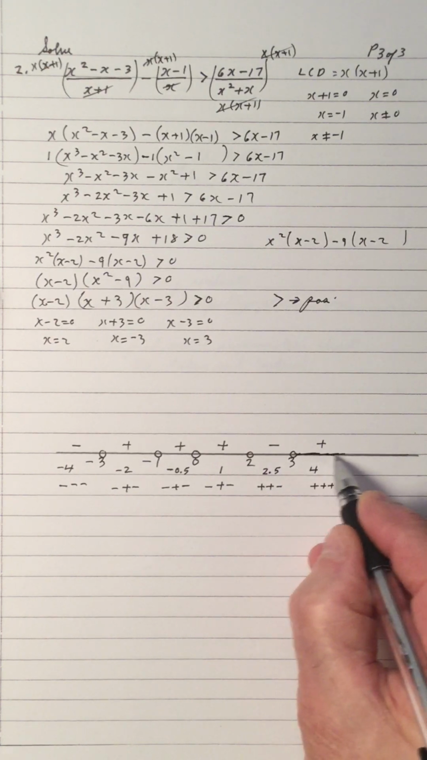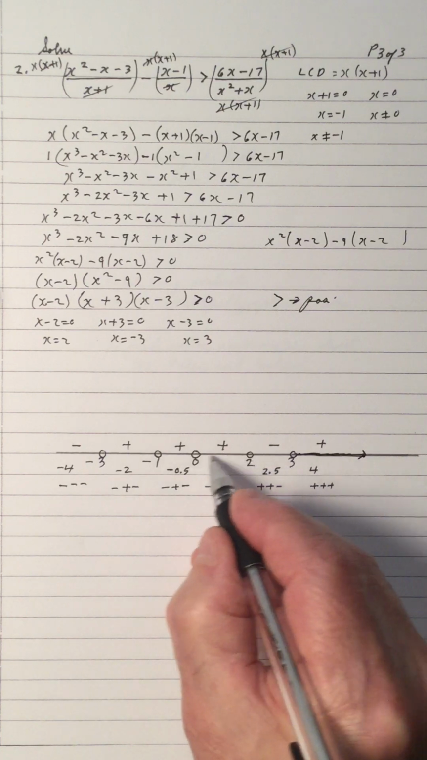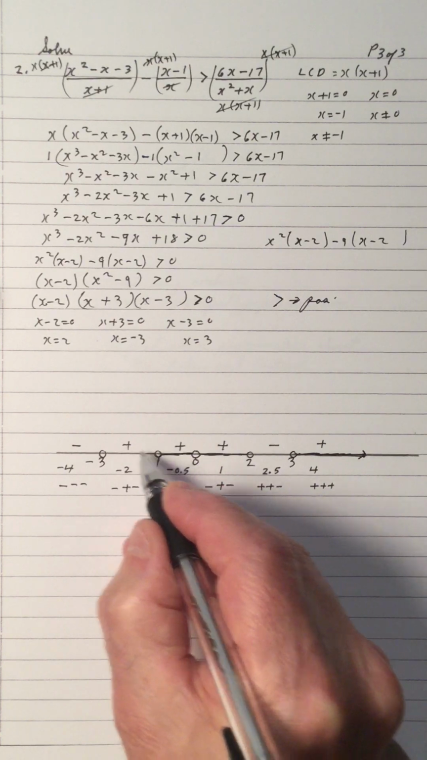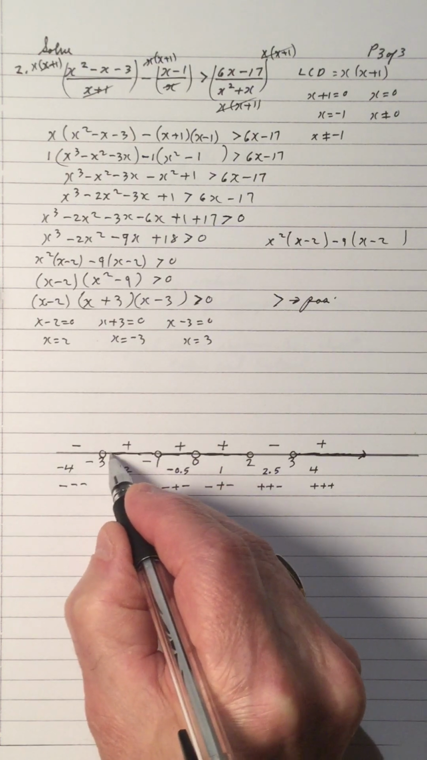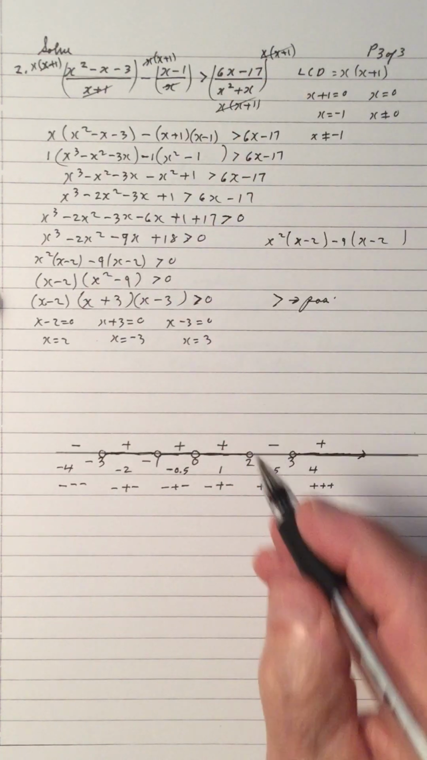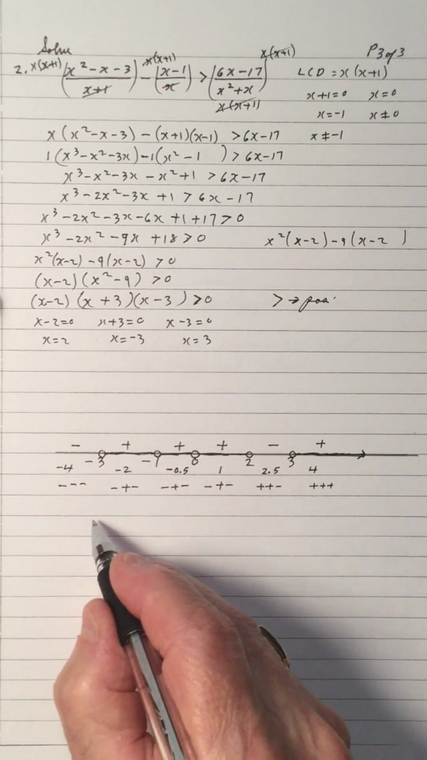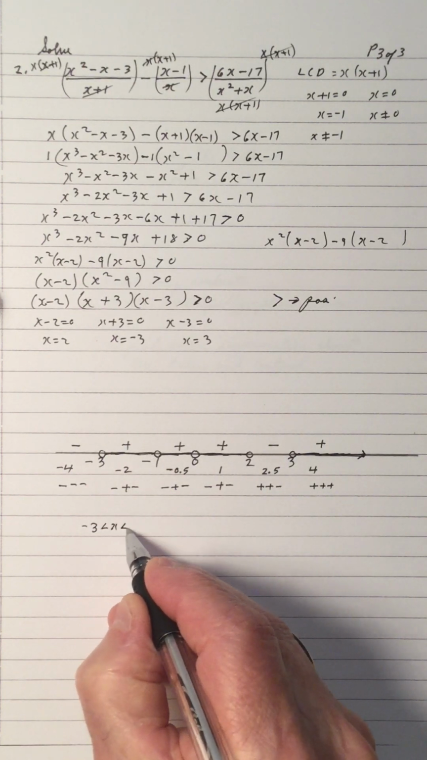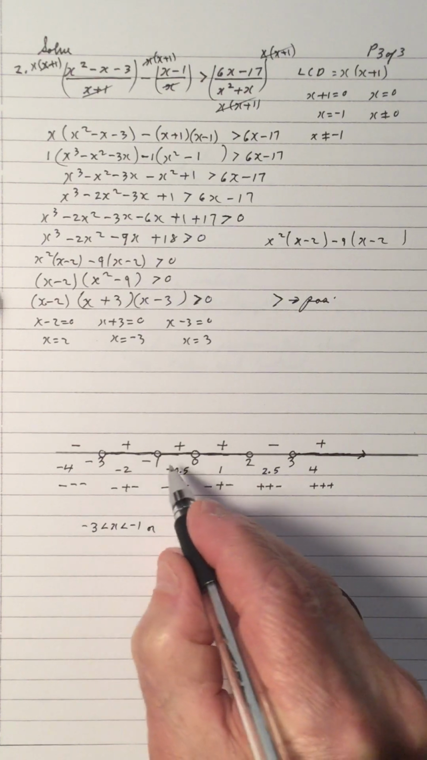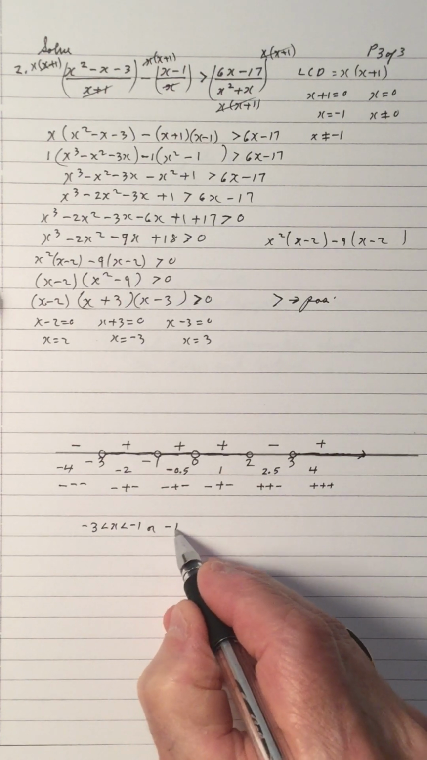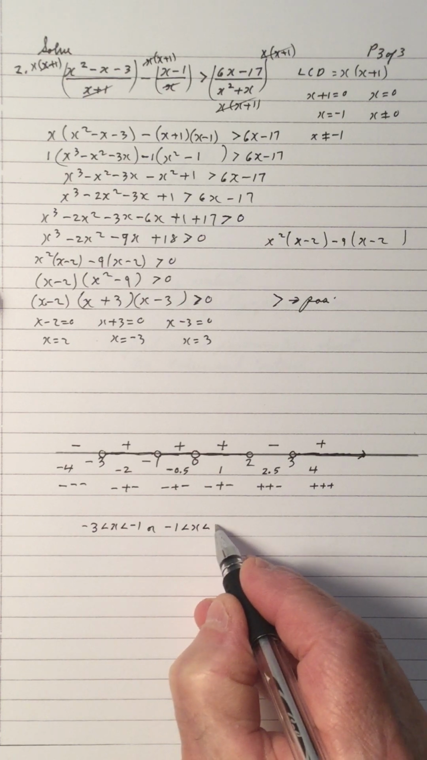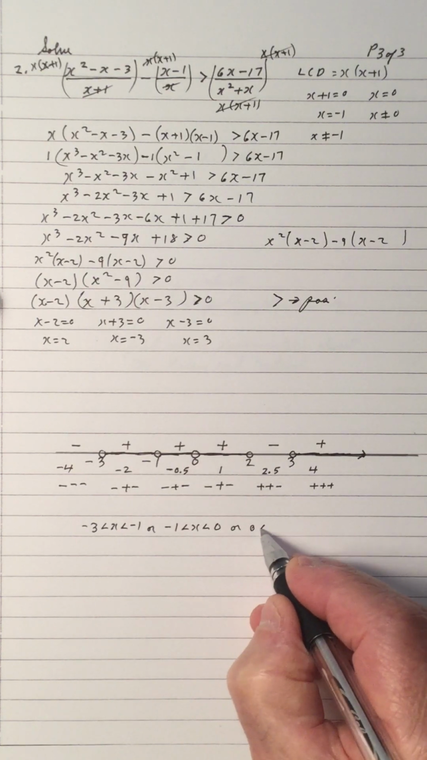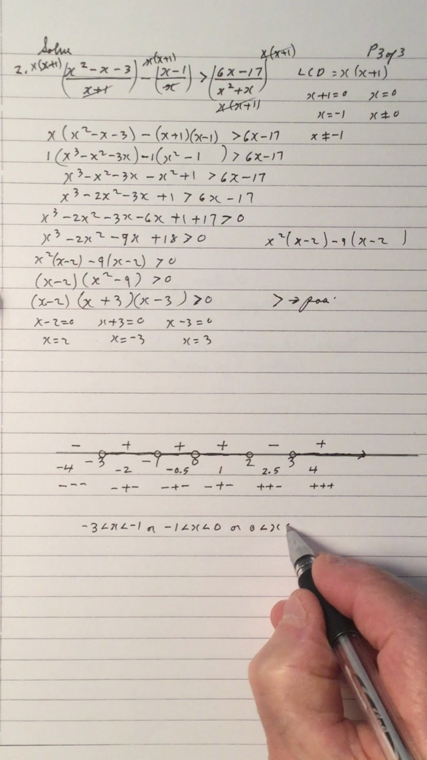I'm just going to shade them in like that. Positives are here. Positives are here. And the positives are there. So anywhere in this shading will satisfy this inequality. So this one here is negative 3 less than x less than negative 1. Or we got this one here, negative 1 less than or equal to x less than or equal to 0. We have this one here, 0 less than x less than 2.